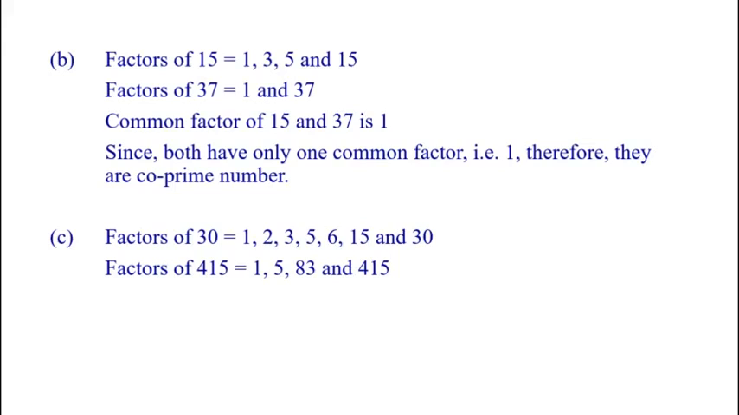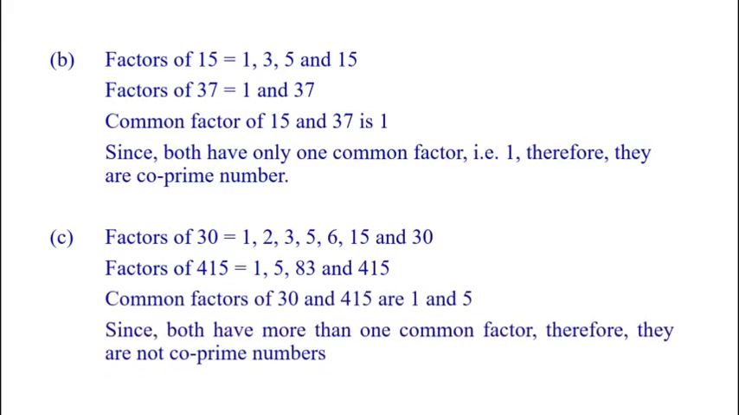Next numbers are 30 and 415. So, factors of 30 are 1, 2, 3, 5, 6, 15 and 30. Factors of 415 are 1, 5, 83 and 415. So, common factors of 30 and 415 are 1 and 5. Since both have more than one common factor, therefore they are not co-prime numbers.